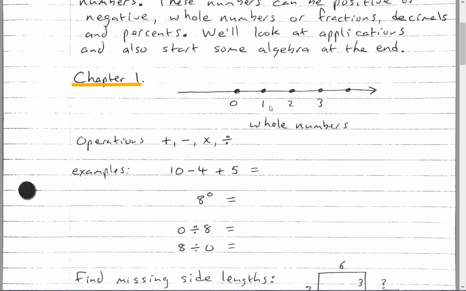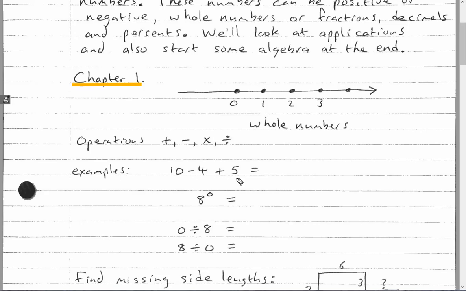Okay, in chapter 1 we start off easy with the whole numbers. So those are the numbers starting with 0, 1, 2, 3, and so on. And we have the basic operations: addition, subtraction, multiplication, division, also powers and roots. And we'll be combining operations.